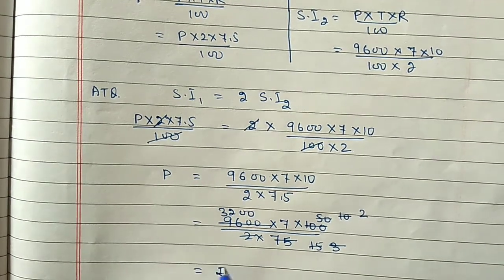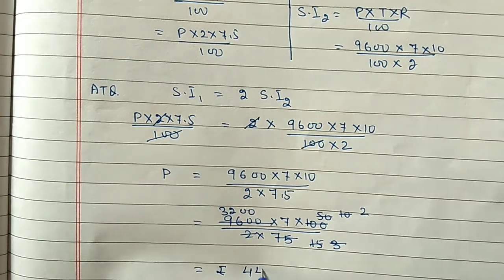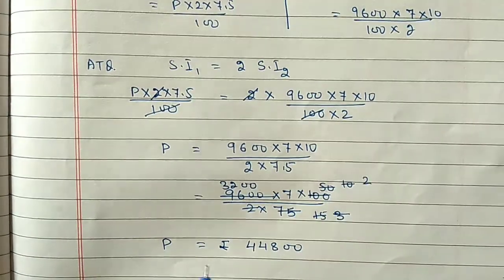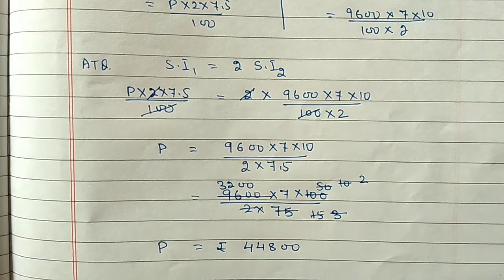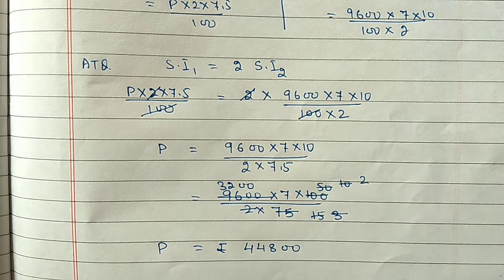Then you can multiply these numbers, you will get 44,800 rupees. So principal money which we have to find out is 44,800 rupees. So this exercise has completed. Hope you understood these questions. Practice the calculation part especially. Formula is easy but calculation part, practice yourself again and again. Thank you for watching this video.